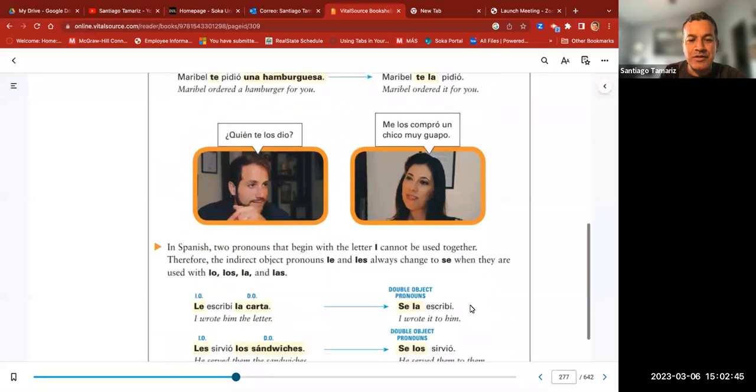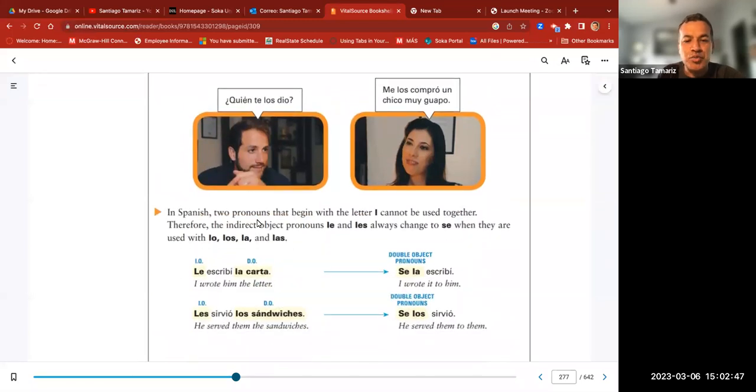Vamos a ver. Let's take a look at the next rule. In Spanish, two pronouns that begin with the letter L cannot be used together. This is very important, okay? So I'm going to say it one more time. In Spanish, two pronouns that begin with the letter L cannot be used together. Therefore, the indirect object pronouns le and les always change to se when they are used with lo, los, la, and las. Let's take a look at an example.